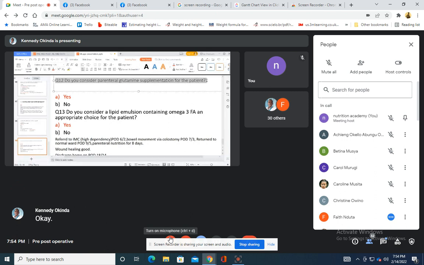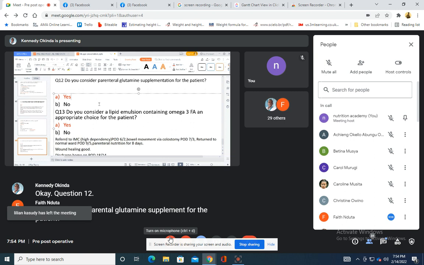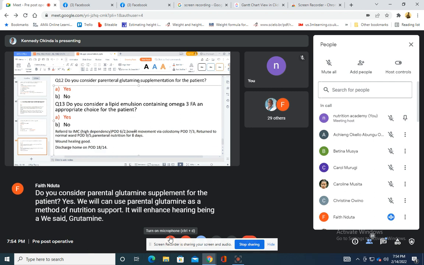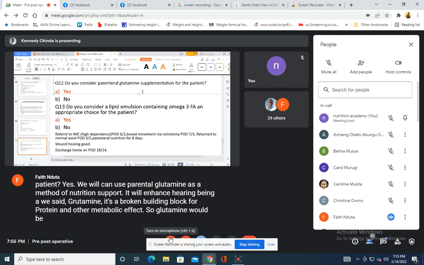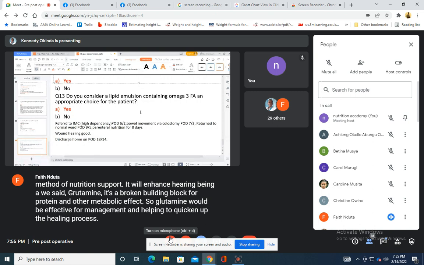Question 12. Do you consider parenteral glutamine supplement for the patient? Yes. We can use parenteral glutamine as a method of nutrition support. It will enhance healing, being we said glutamine is a building block for protein and other metabolic effects. So glutamine will be effective for management and helping to quicken the healing process and maybe reduce the stay at hospital and the cost.